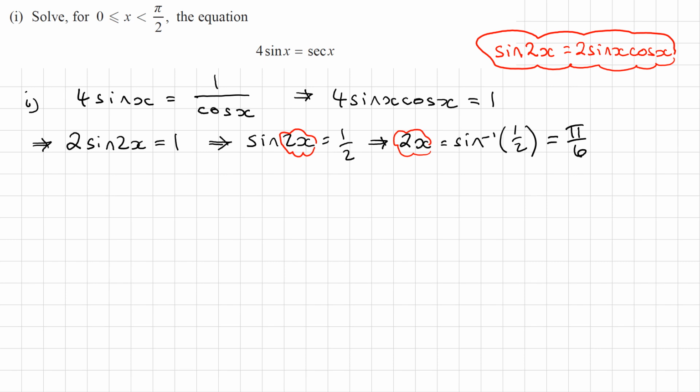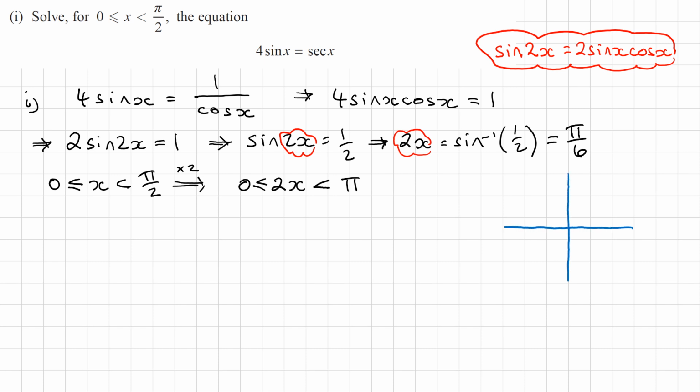So my original range is that x is greater than or equal to 0 and less than pi over 2. If I now times everything by 2, I will get 2x is greater than or equal to 0 and less than pi. And this is the range that I'm going to use on my CAST diagram between 0 and pi. So now we draw a CAST diagram. That's simply just a cross like this, where we have 0, pi over 2 because we're in radians, pi, and 3 pi over 2.